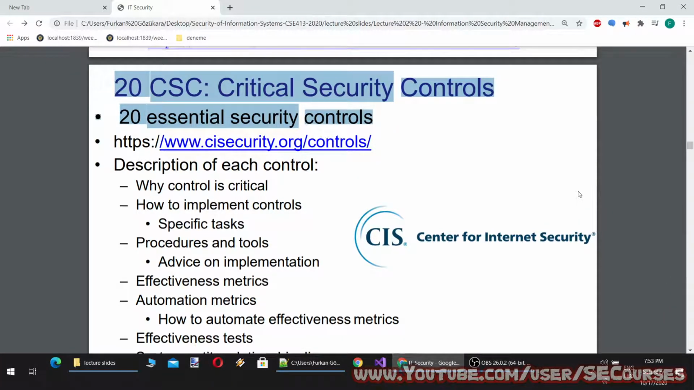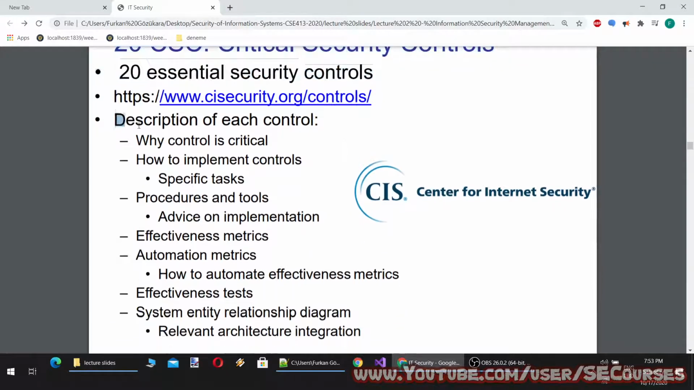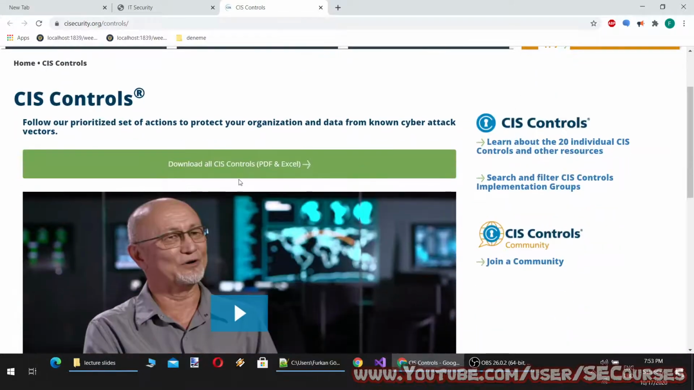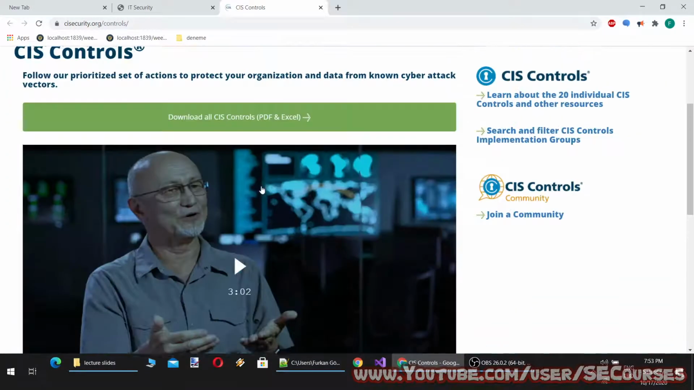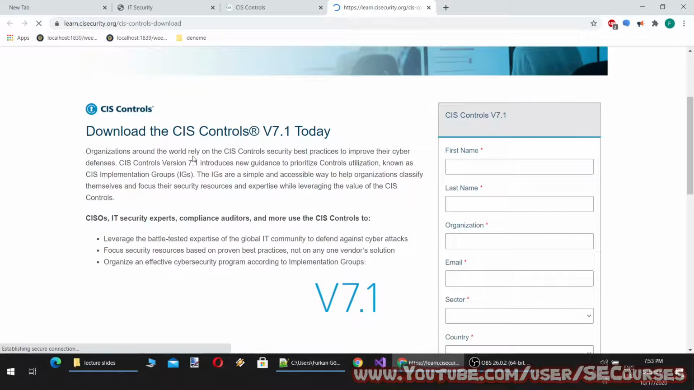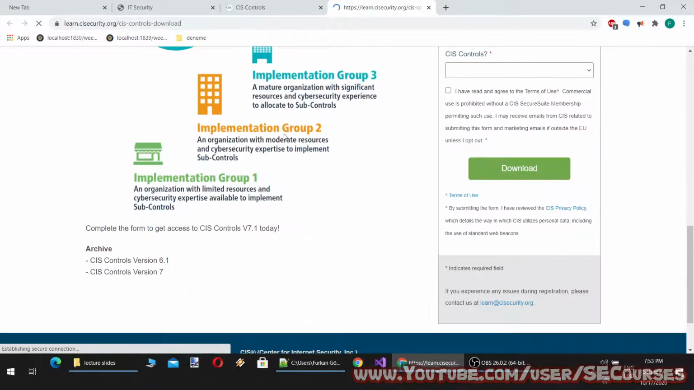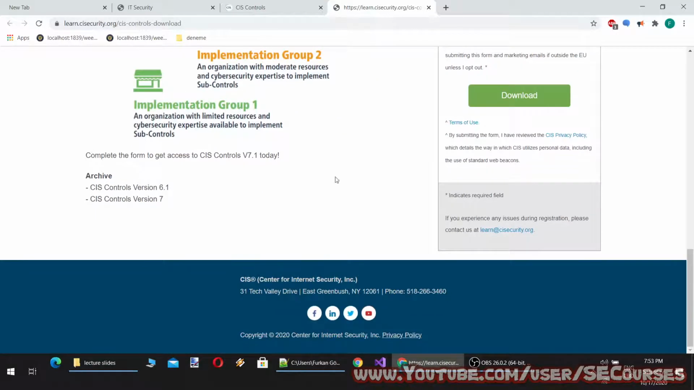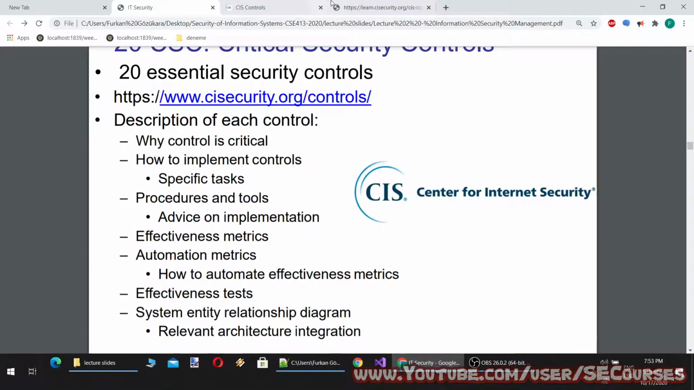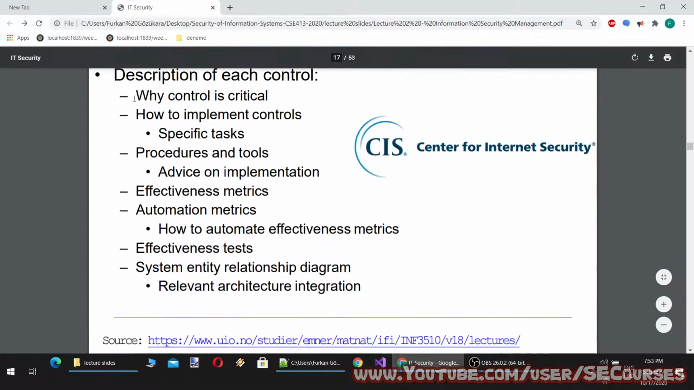20 CSC, Critical Security Controls, 20 Essential Security Controls. When we open this link, okay, let's check the implementation archive. Okay, it requires some information. Let's just fill it in here.